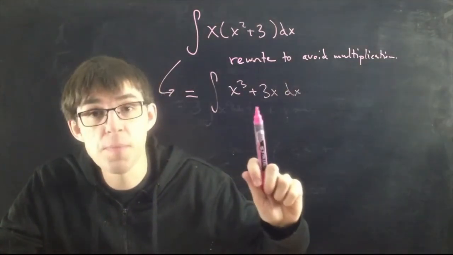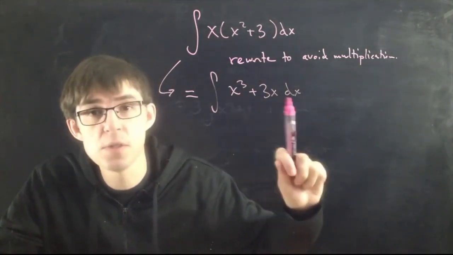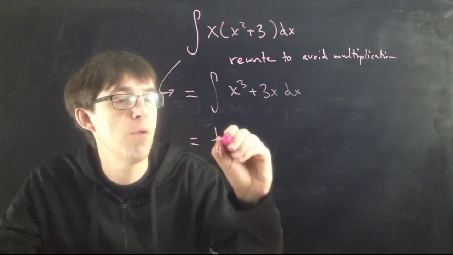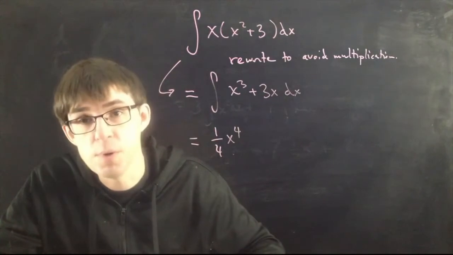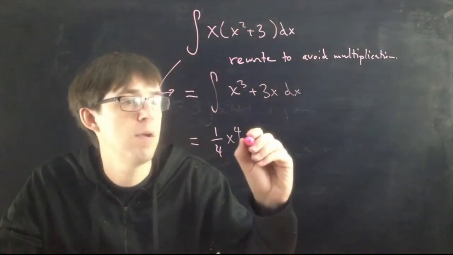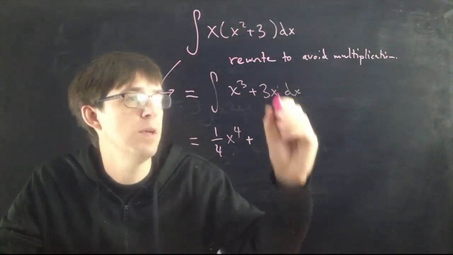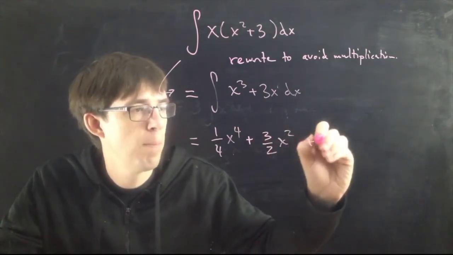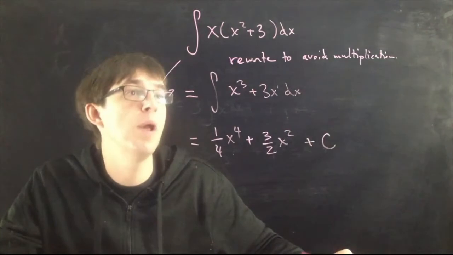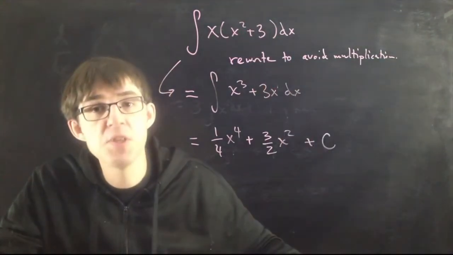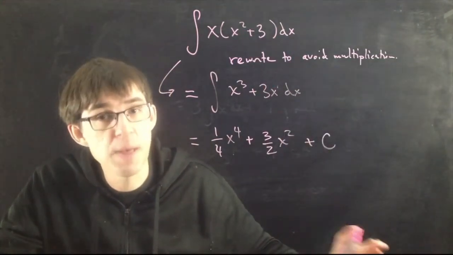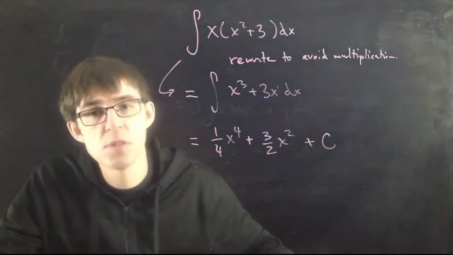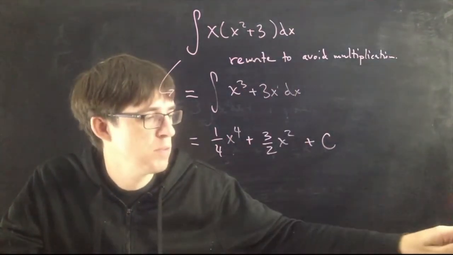And now this is something just like the one we just did. This is something you can take the integral of easily. From the x cubed, I get 1/4 x to the 4, because you increase the power by 1 and then divide by the new power. And then here, the power is 1, so I get 3 over 2 x squared plus c. That's how we do it. When you see multiplication inside the integral, you got to do something special in order to deal with that multiplication. And in this case, you just distribute. Not so bad.